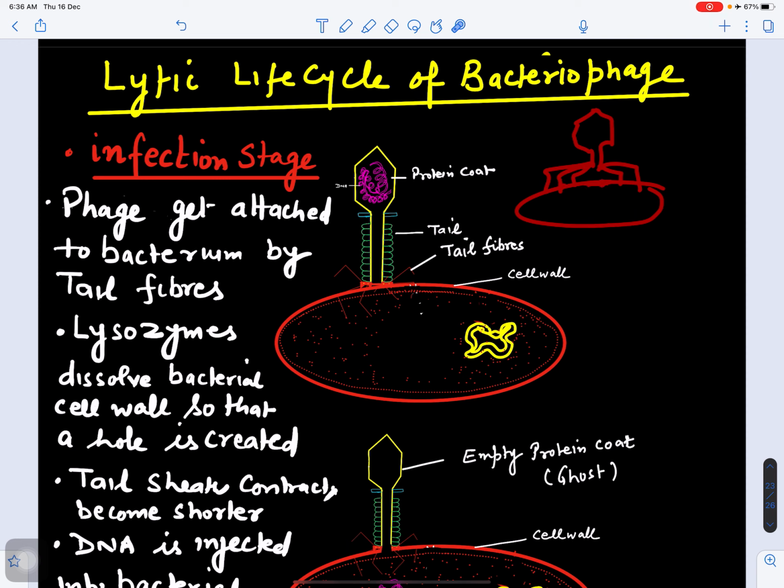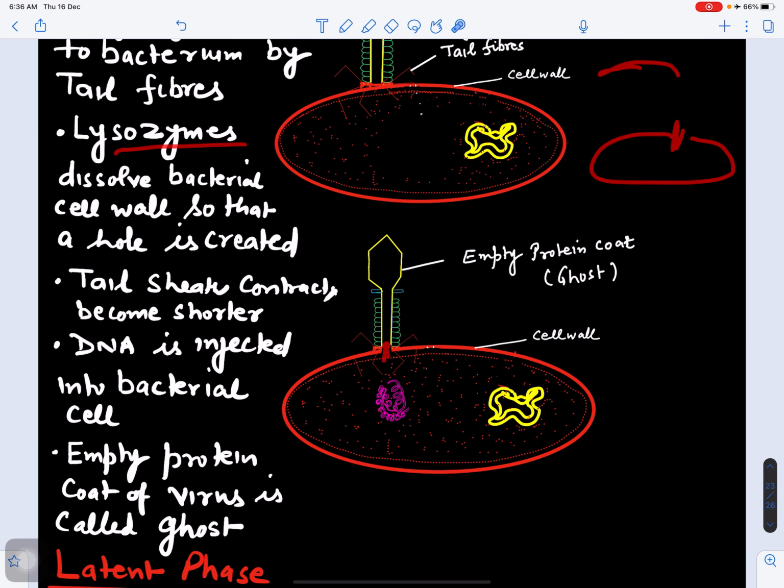Now this part of the bacteria will be dissolved with the help of the enzyme lysozyme. And when this is dissolved, a hole is created in the bacteria. Now this tail will contract, and when it contracts, it becomes shorter, and the DNA which is present over here will get injected into the bacteria. Now the empty protein coat will be left behind. The bacteria is also called the host. Later on this will get degenerated.